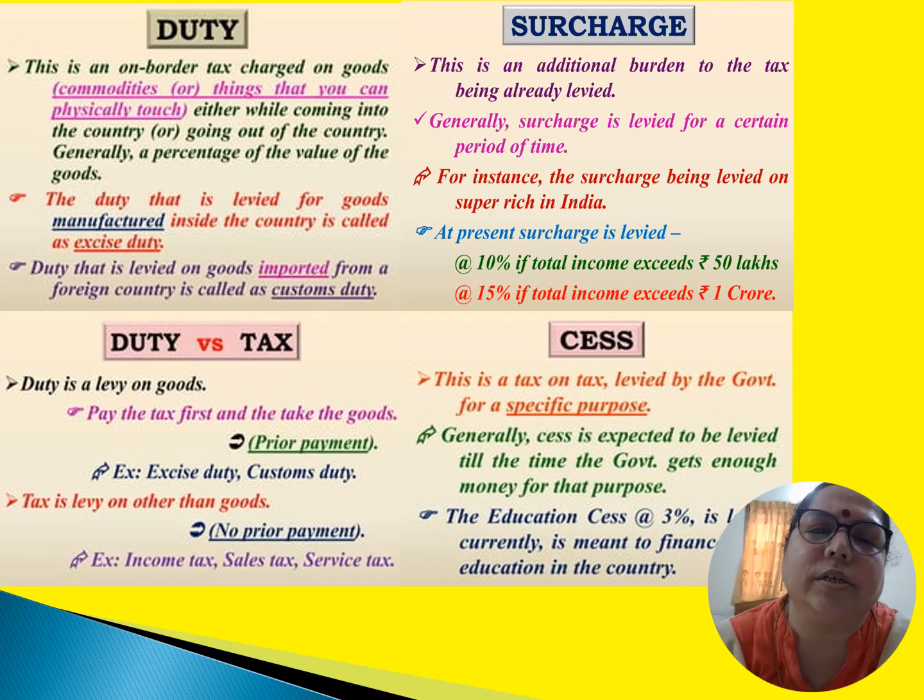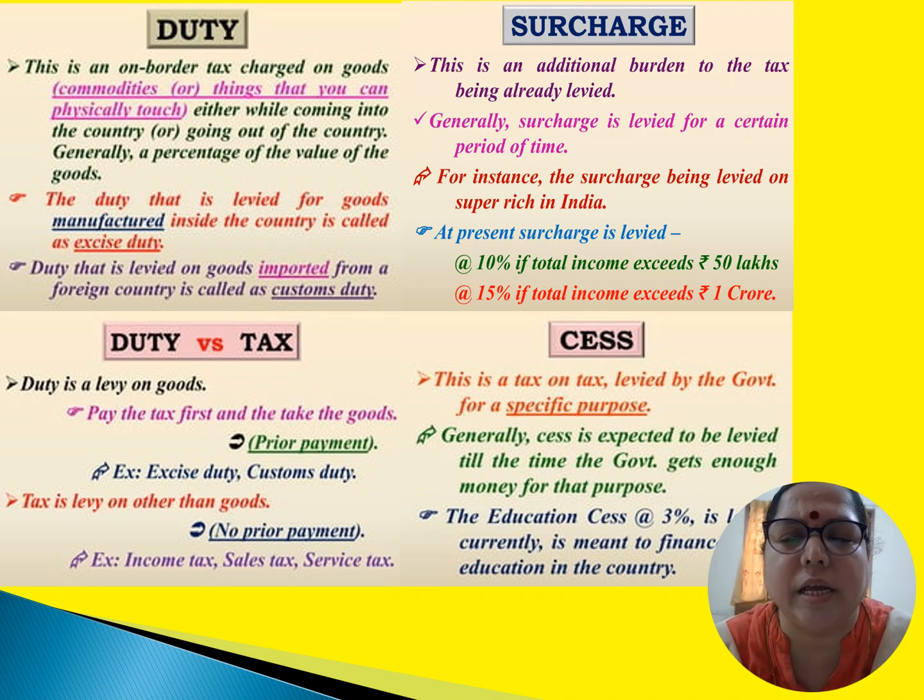Then surcharge. This is an additional burden on the tax already levied. Generally, surcharge is levied for a certain period of time only. For instance, surcharge is being levied on the super rich in India. At present, surcharge is levied at 10% if total income exceeds 50 lakhs and 15% if the total income exceeds 1 crore rupees. Then what is cess, C-E-S-S?